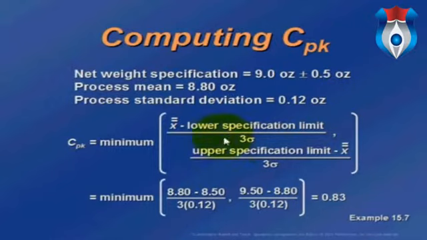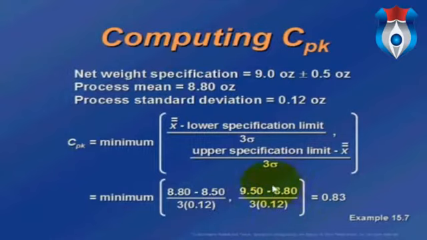So in this case, we'll take X bar bar, which is our process mean of 8.8, subtract our lower specification limit, and divide that by 3 sigma. 8.5, which is 9 minus our 0.5, gives us our first value. We'll divide that by 3 times sigma, our standard deviation, so that would be 0.36. So 8.8 minus 8.5 divided by 0.36. And our other value is 9.5 minus 8.8 divided by 3 times sigma again.